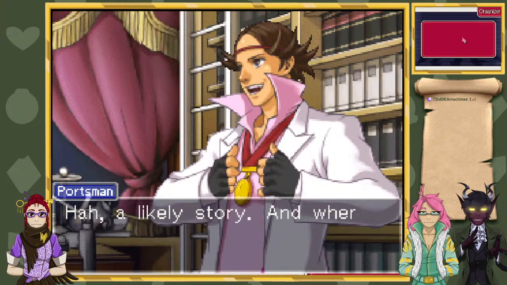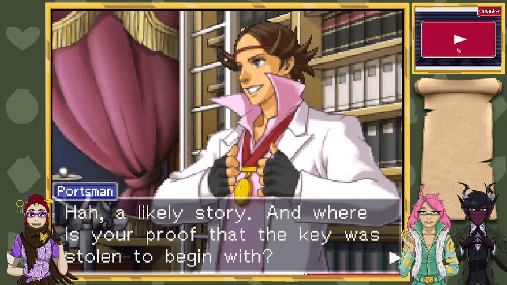How do you know that she has the master key? Because she gave it to us for our evidence. Right now? Yeah, it's in our evidence now. Yeah, like when the whole thing started.